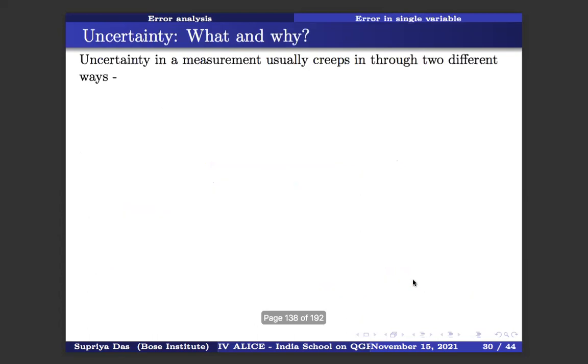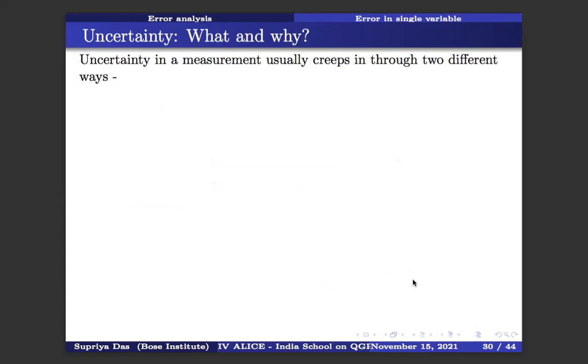Okay. So uncertainty, what is uncertainty? In a measurement, uncertainty usually creeps in through two different ways. And why uncertainty actually occurs: I expected that my experimental result will be the exact true value.